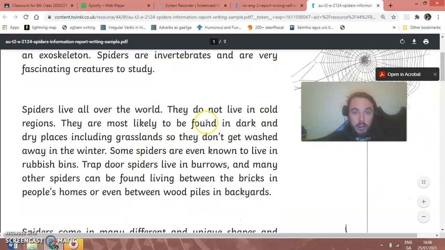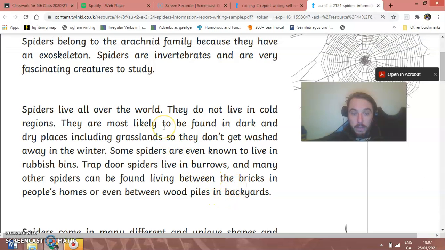Spiders live all over the world. They do not live in cold regions. They are most likely to be found in dark and dry places, including grasslands, so they don't get washed away in the winter. Some spiders are even known to live in rubbish bins. Trapdoor spiders live in burrows, and many other spiders can be found living between the bricks in people's homes or even between wood piles in backyards. So that's very good, explained it very well. But again, we're missing that label at the top of the paragraph. If I was writing this, I'd probably put a paragraph heading saying where they live.